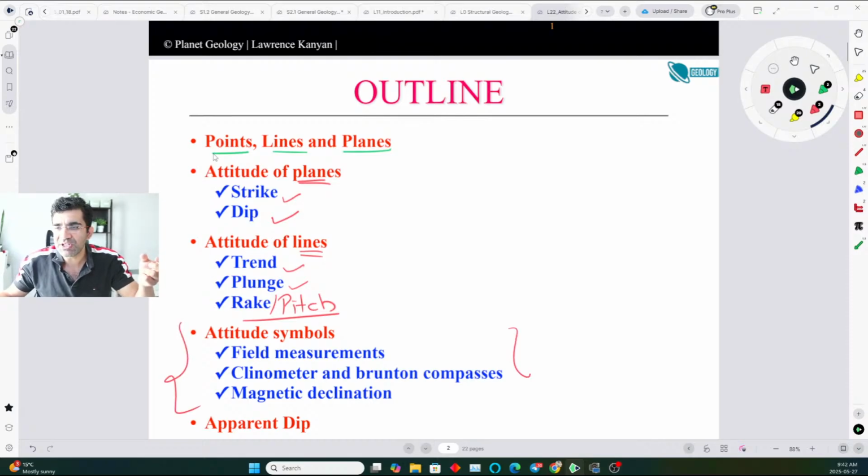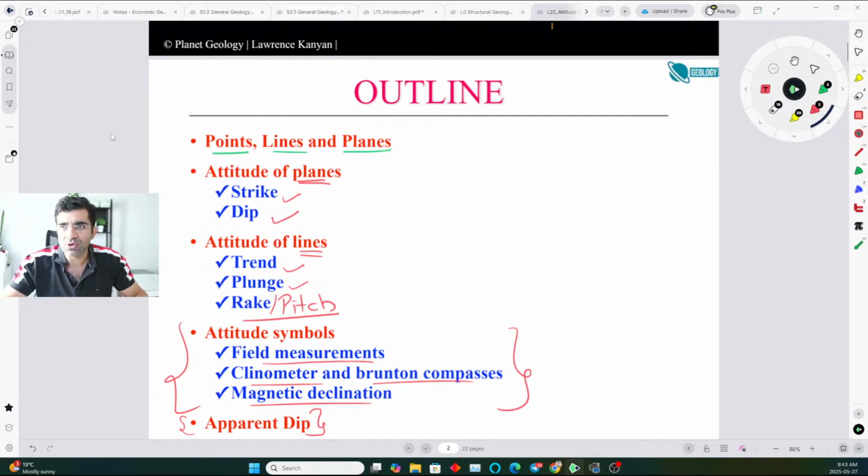How do you measure these things in the field? What is the difference between clinometer and Brunton compasses? What is the concept of magnetic declination? And finally, these two will be in the next class. We will study the concept of apparent dip.